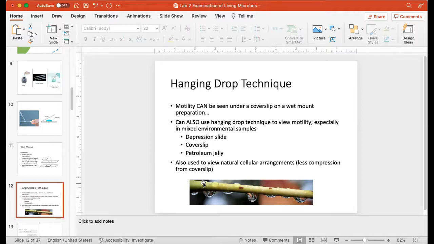Down here, you're just looking at, I think it's a branch from a rose bush after a rainstorm, and you can see this droplet of water hanging down. That's what we're trying to create. We're trying to create a droplet hanging down from a cover slip into that depression, that well on the slide.